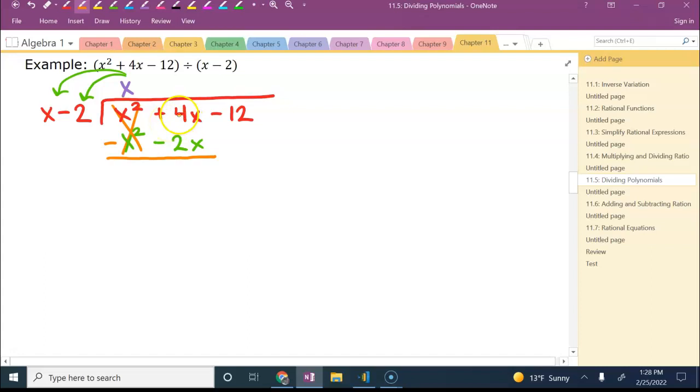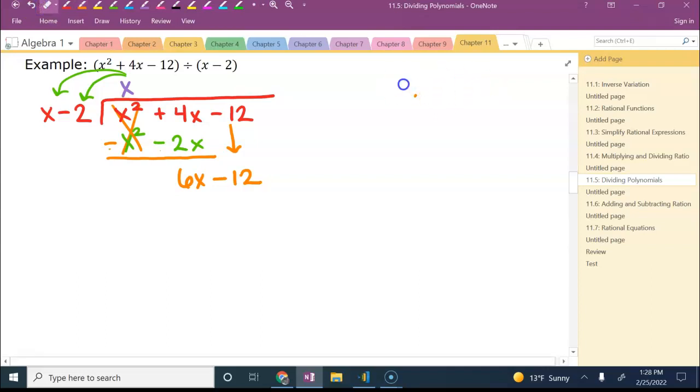So this one we have 4x minus negative 2x. If you need to think of it, this is what's going on: think about your keep, change, change rule. Keep the first, change the next two. So it's actually adding those together, and we would have 6x. Then what you need to do is drop down the next term from your polynomial up here. So bring down that minus 12.